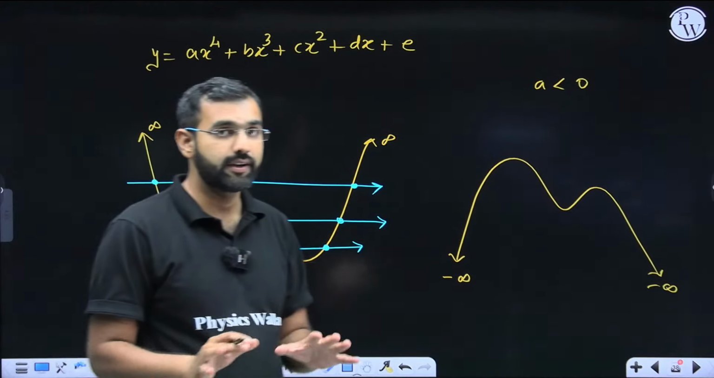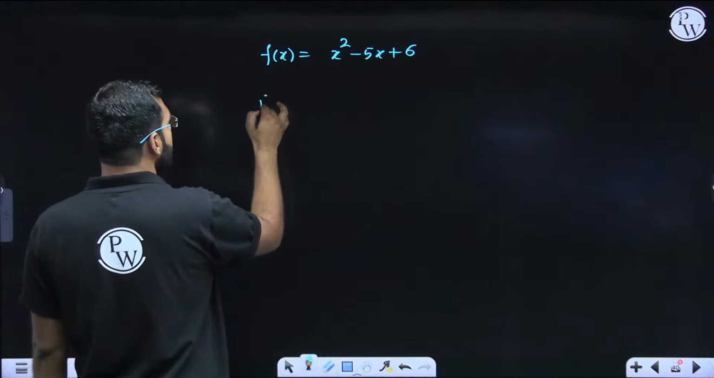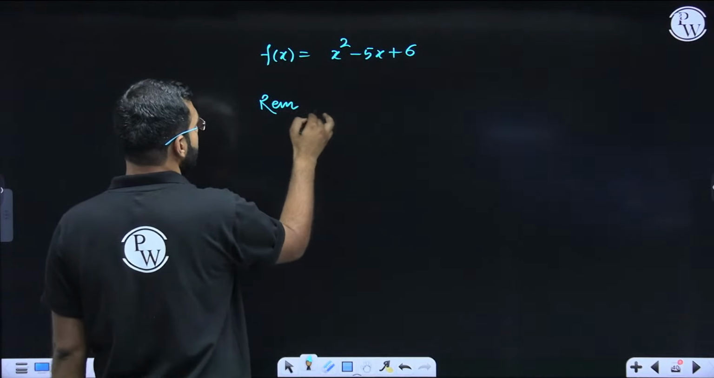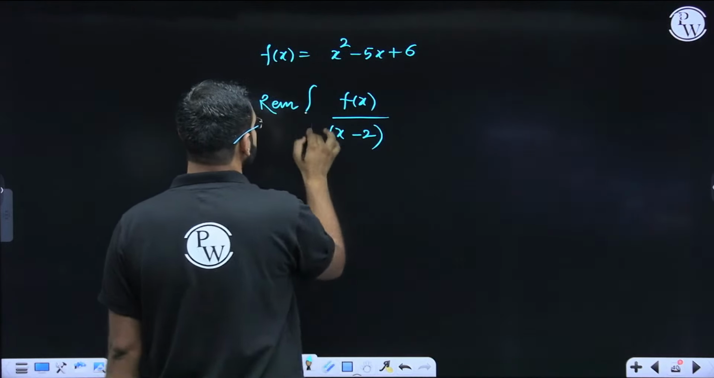With that, we talk about the remainder theorem and the factor theorem. What does it mean? Let me give you clarity with a simple example. Let's say you have a polynomial, a quadratic we take, x square minus 5x plus 6. And if I ask you what will be the remainder when f of x is divided by x minus 2, what will be the remainder?